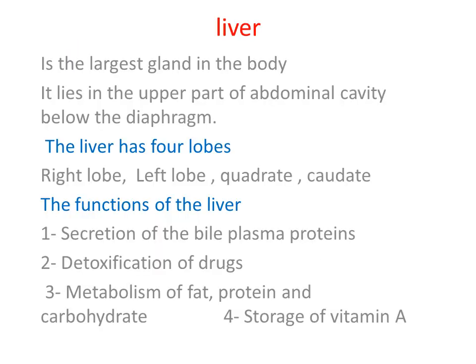The liver is the largest gland in the body. It lies in the upper part of the abdominal cavity and below the diaphragm. The liver has four lobes: right lobe, left lobe, quadrate lobe, and caudate lobe. The functions of the liver are the secretion of bile and plasma proteins, detoxification of drugs, metabolism of fat, proteins, and carbohydrates, and also storage of vitamin A.